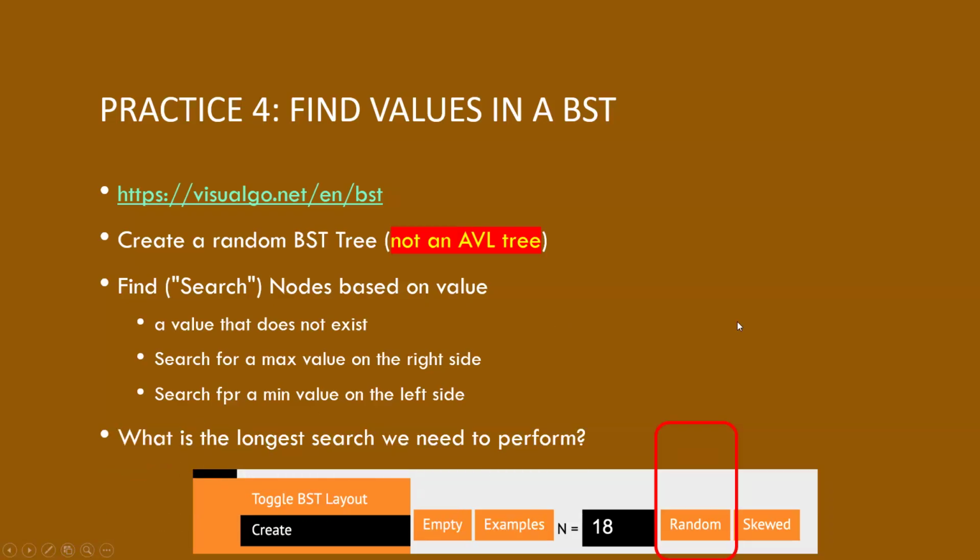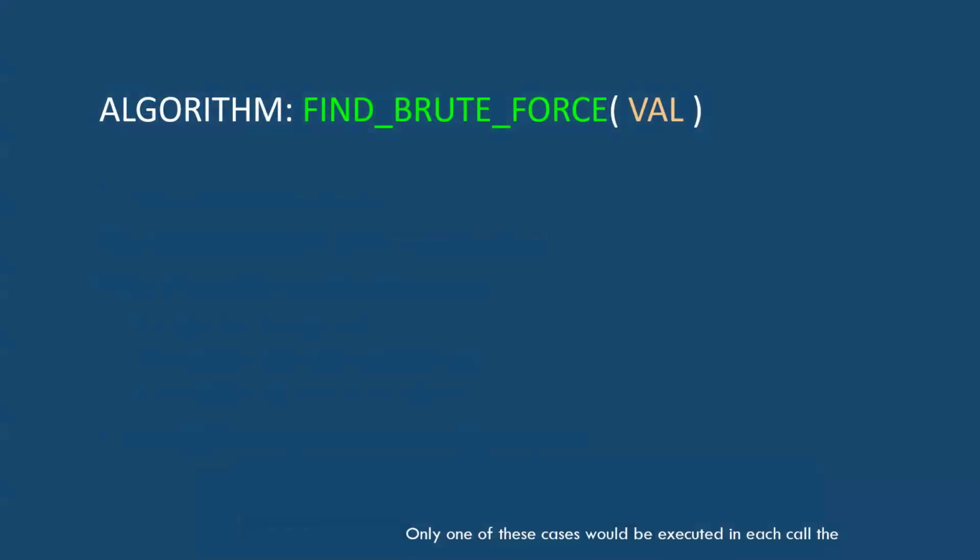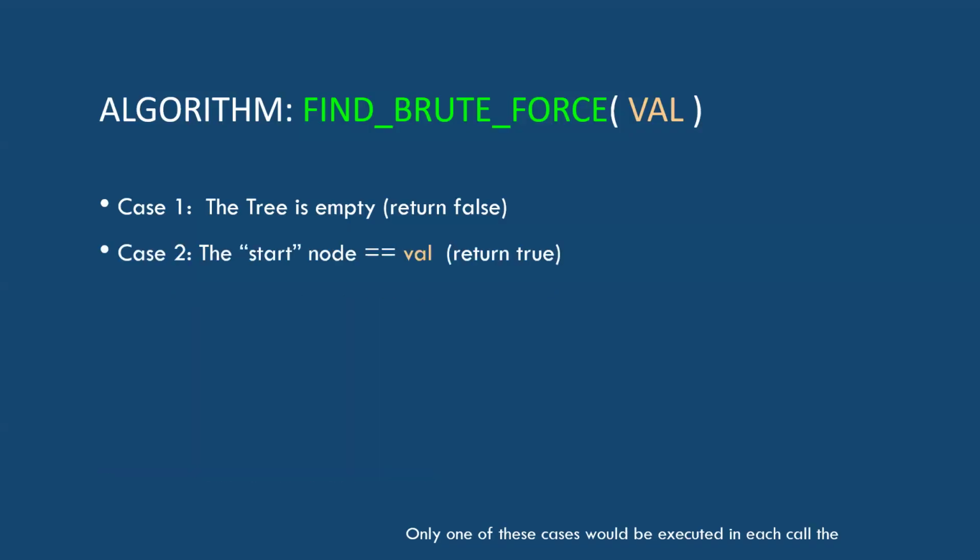But the longest search we need to perform, if it's balanced, should be log base 2. If it's not balanced, it's going to be n. N could be our worst case scenario. Now, we could, and I have seen this, write a find function that always finds what it's looking for, but is really inefficient. So let me show you what happens.